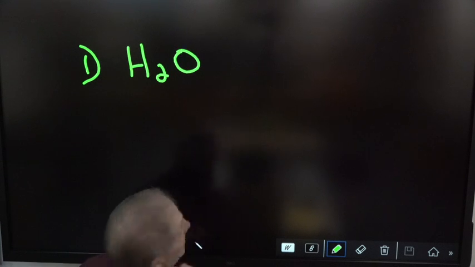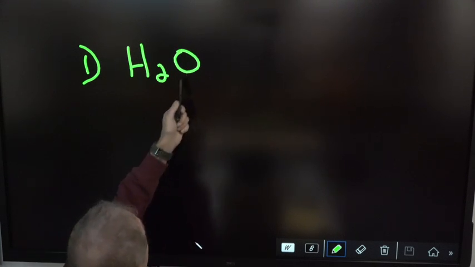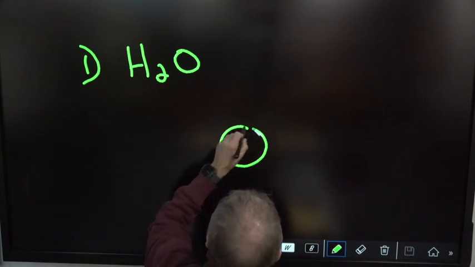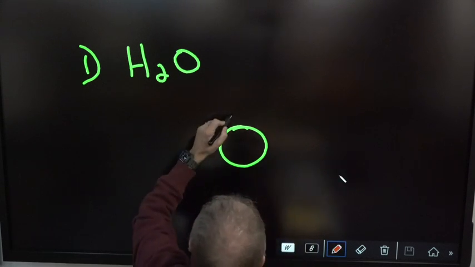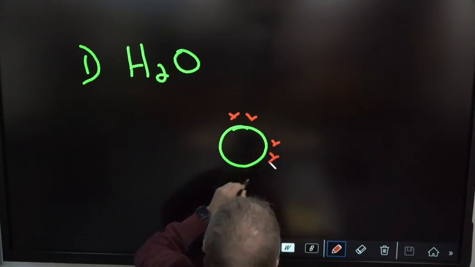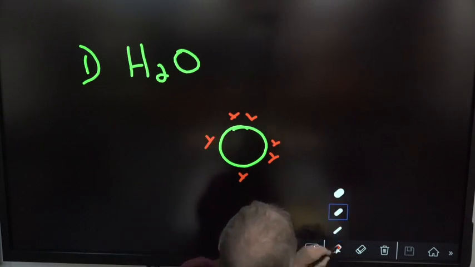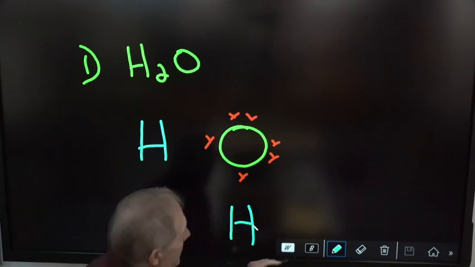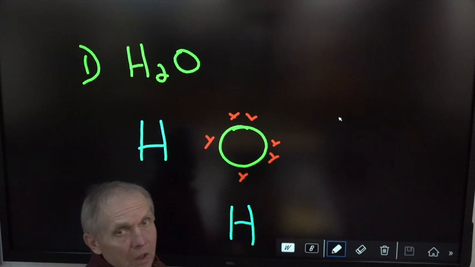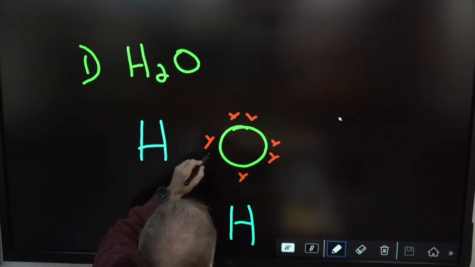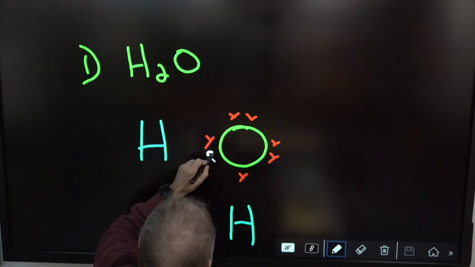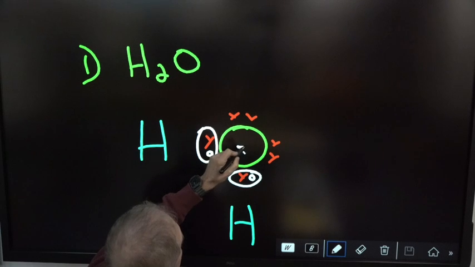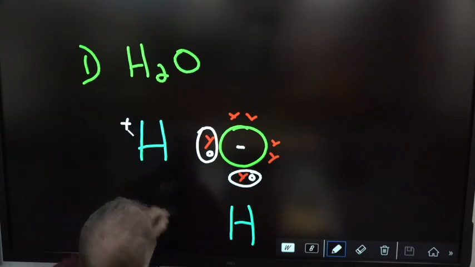H2O. And since we did this previously, you know the O is going to pull harder than the H's are. So we're going to have an O. We're going to have 2 pairs and 2 singles. We're going to have the H's right here. And don't forget, since the O is more electronegative, the pair is going to be closer to the O. So the O is going to be slightly negative. The H's are going to be slightly positive.